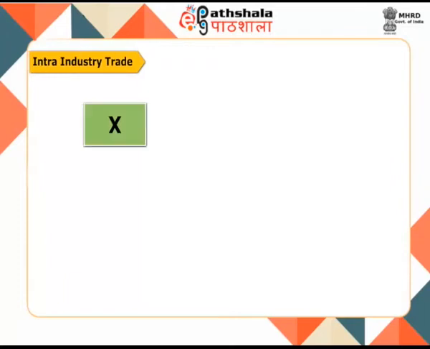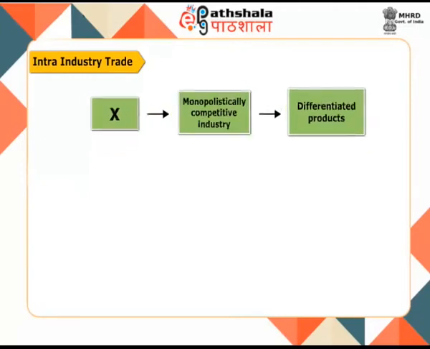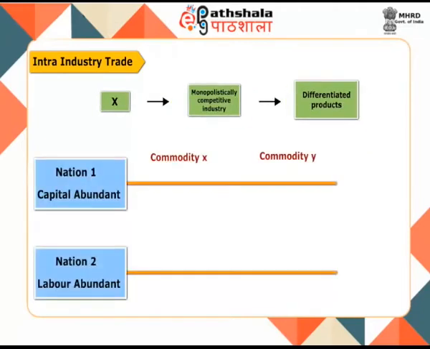Now we assume that X is a monopolistically competitive industry in which a number of firms produce differentiated products rather than a perfectly competitive industry producing homogeneous products. Due to the economies of scale or increasing returns, neither nation is able to produce the full range of commodity X by itself. Nation 1 will produce different varieties of commodity X from those that nation 2 produces. The consumers in nation 1 may prefer the varieties produced in nation 2. So nation 1, even if running a trade surplus in commodity X, will import as well as export within the X industry. The pattern of trade will be as shown in the figure.